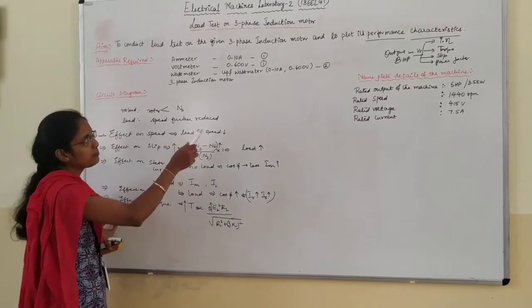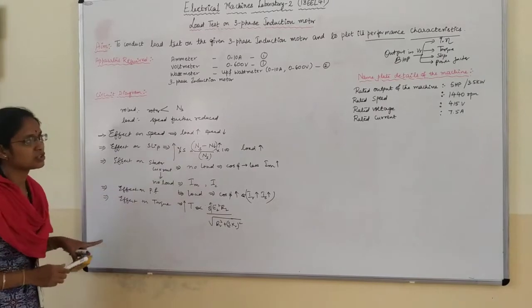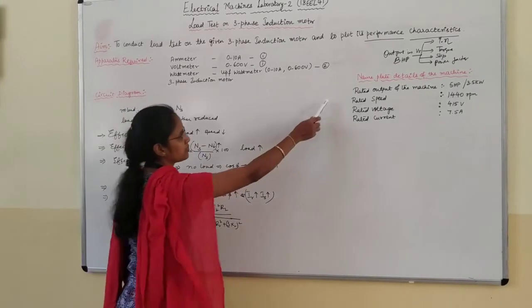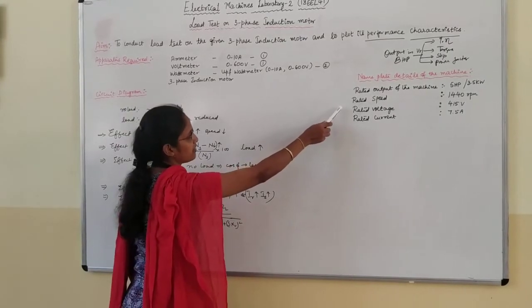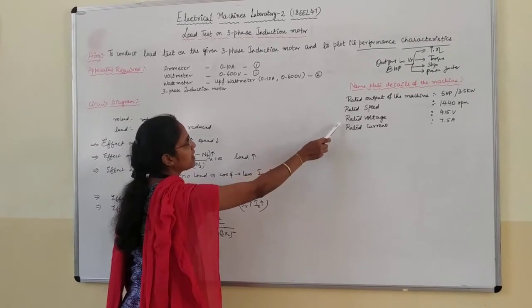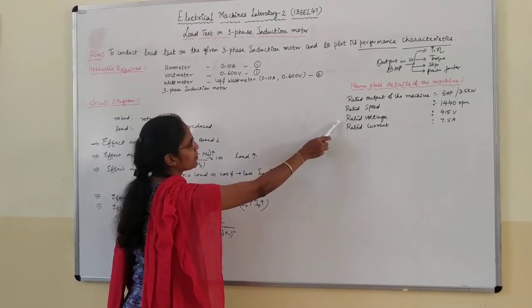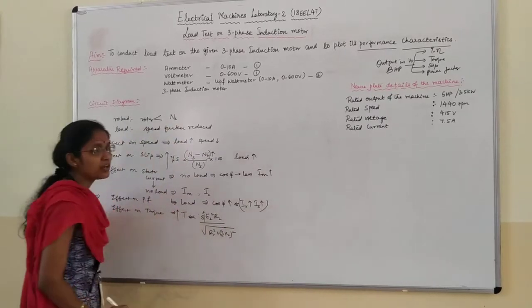The type of machine you are going to use is a 3-phase induction motor with a rated output of 5 HP, a rated speed of 1440 RPM, a rated voltage of 415 volts, and a rated current of 7.5 ampere.